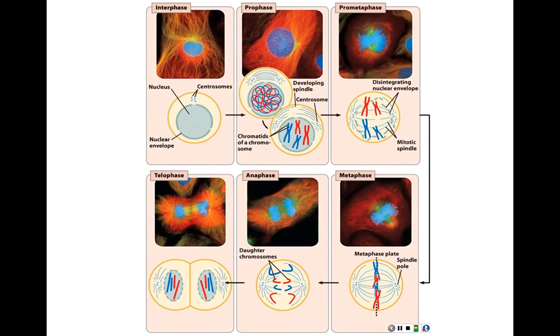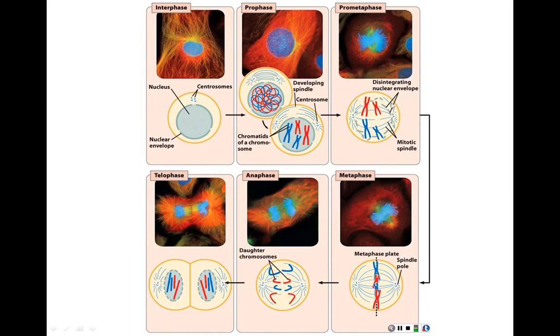This is the full figure from your textbook that goes through each of the panels that I kind of broke down for you as we went along. I won't belabor it, but interphase is where we have all the other cellular processes of the cell cycle occurring. Prophase begins with DNA compaction and the centrosomes moving to opposite sides of the cell. They begin forming their spindle microtubules, but they can't yet hook onto chromosomes because the nuclear envelope is still there.